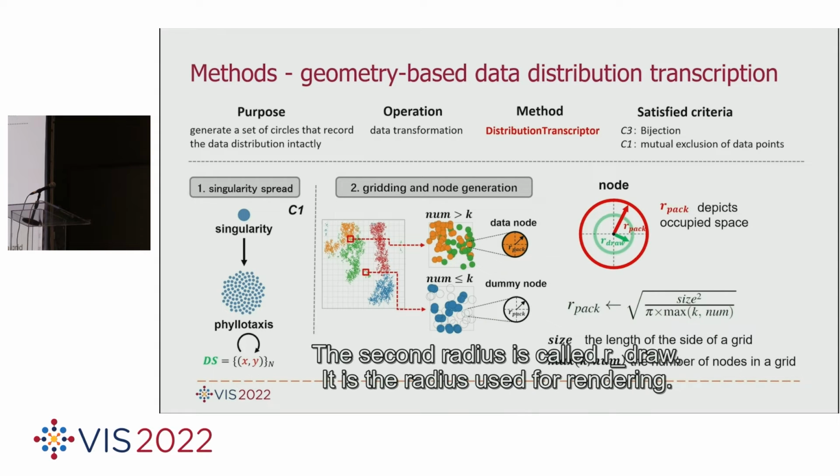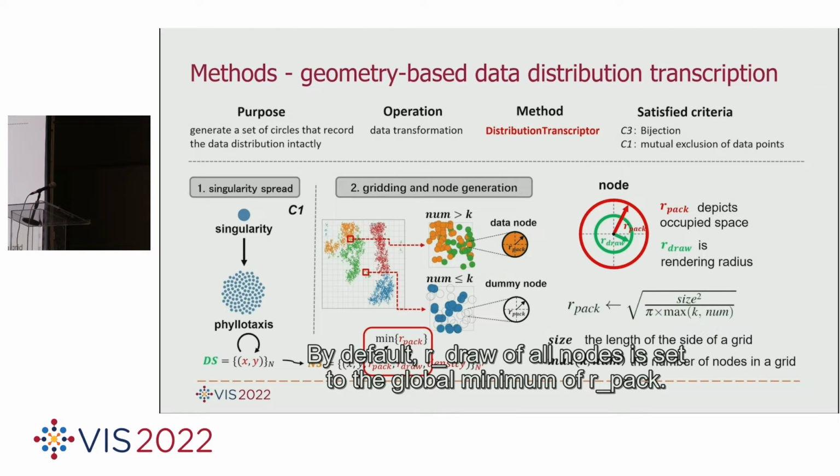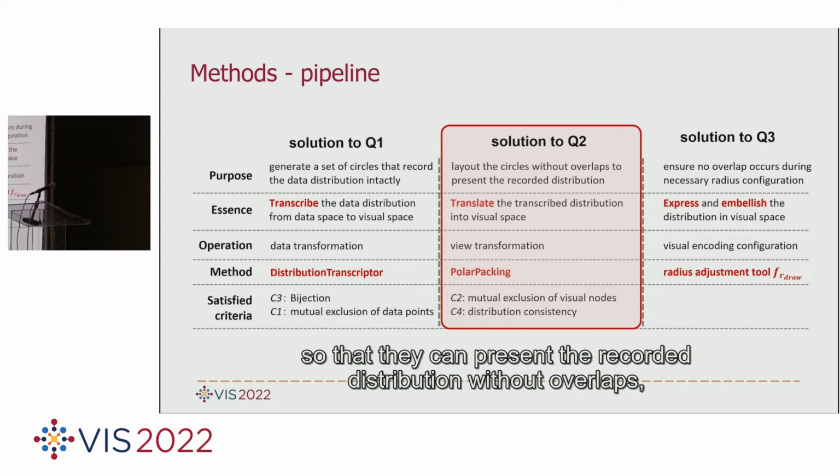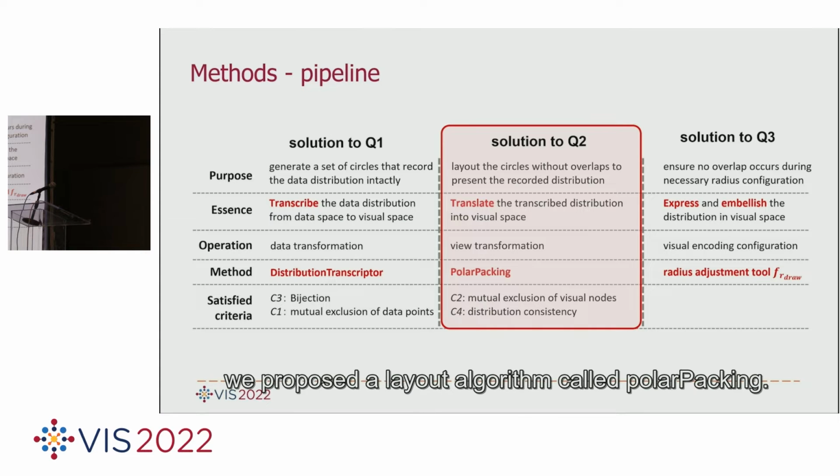The second radius is called RDraw. It is the radius used for rendering. By default, RDraw of all nodes is set to the global minimum of RPAC. To answer the second question, that is, to place the nodes generated in the first step so that they can present the recorded distribution without overlaps, we proposed a layout algorithm called polar packing.